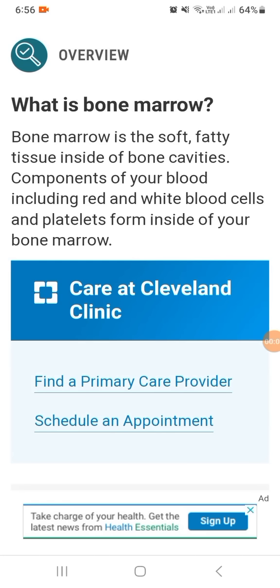Okay, today our topic is very interesting because it is about what bone marrow is. Bone marrow is the soft, fatty tissue inside of bone cavities. It makes components of your blood, including red and white blood cells and platelets.